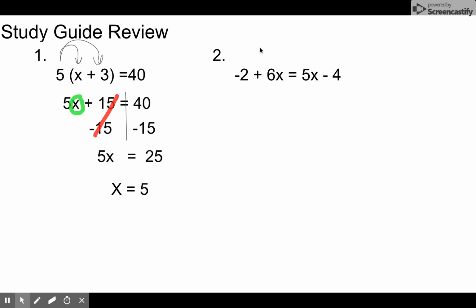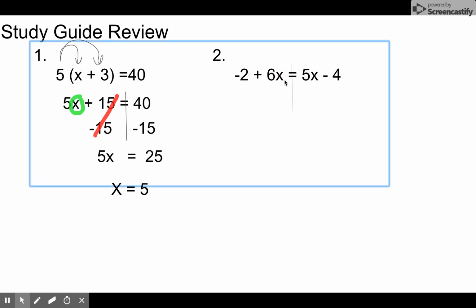If you take a look at number 2, again we want to follow that same pattern. You think to yourself first, do you have parentheses? We don't have parentheses on the left side, and we don't have parentheses on the right side, which means we can immediately start solving. When you start to solve, we also don't have any like terms. What's a little bit different about this problem is that you have an x on the left side and an x on the right side.